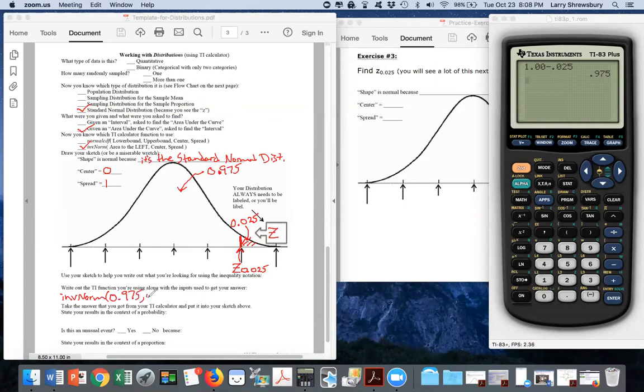And of course, 0 and 1 is the center and spread. Now we can go find that z-score. So second vars 3, whoops, let me try that again. 0.975, comma 0, comma 1. And that's the z-score. If I'm rounding to 4 decimal places, it's 1.9600.